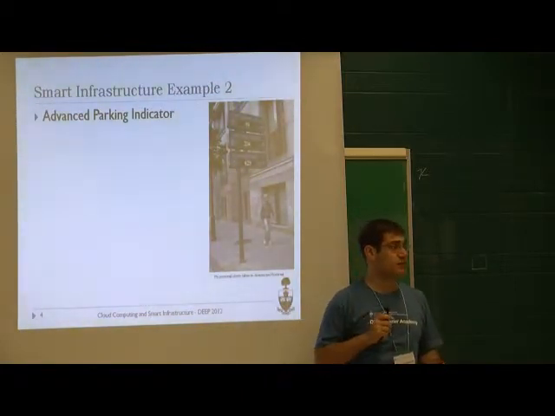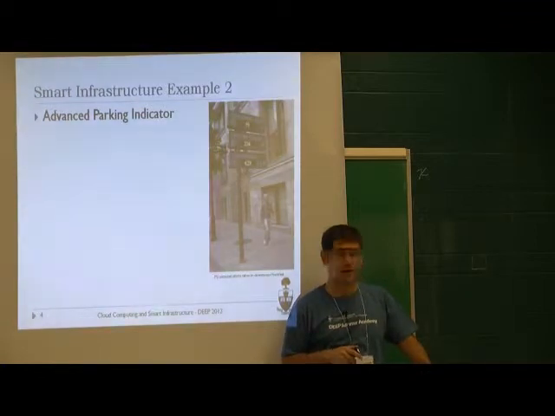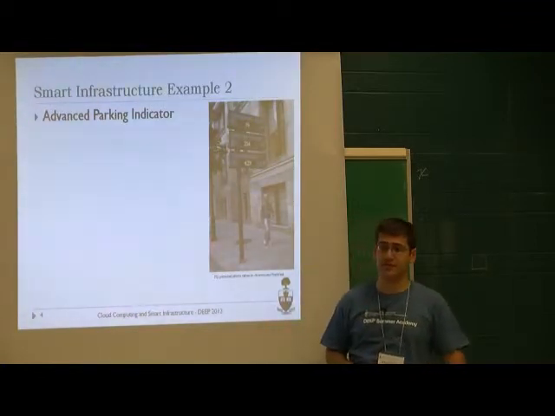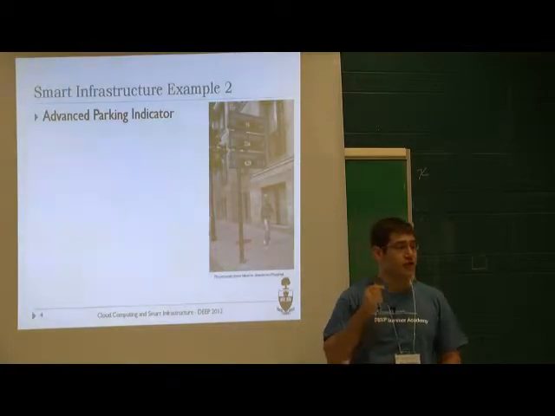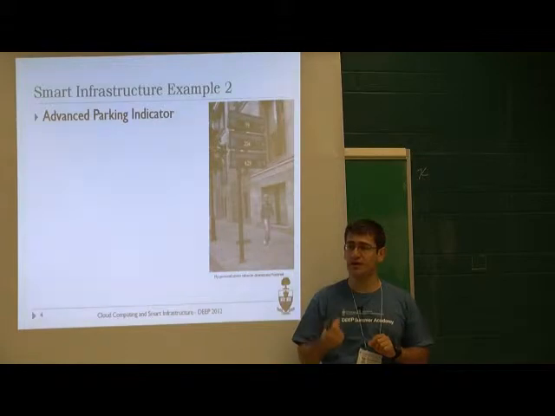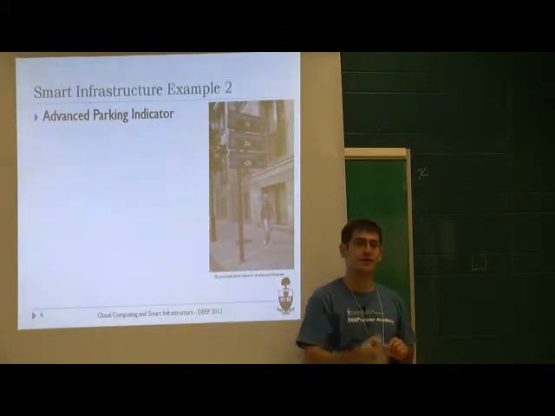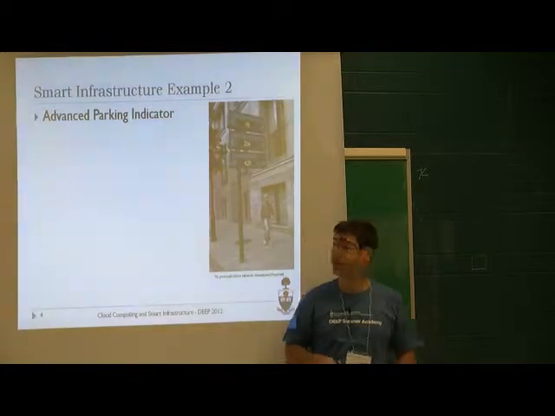What does this include? What are the smart infrastructure elements to have this work? Yes? Sensors. What type of sensors? Probably car sensors underneath parking spots. Car sensors. So you need a sensor on every street parking spot to know whether there's a vehicle or not. Okay? It's yes or no.